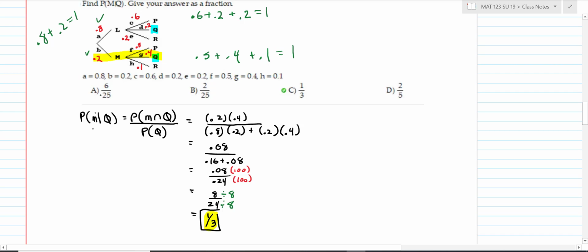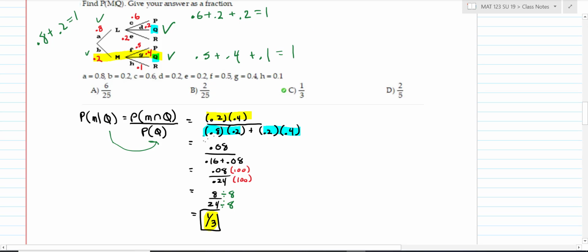Okay, so what we do is we're doing the probability of M given Q. And by definition, that's the probability of the intersection of M and Q divided by the probability of Q. That second thing always goes there. Okay, well, the intersection just means you're going to make it to Q going through M. So that's that branch that I have highlighted in yellow. So that's 0.2 times 0.4. Then the probability of Q, see there's 2 ways to get to Q. You can go 0.8, 0.2, or 0.2, 0.4. So that's what I highlighted in blue.